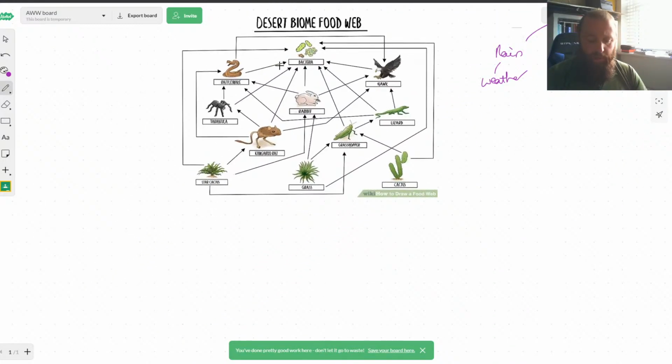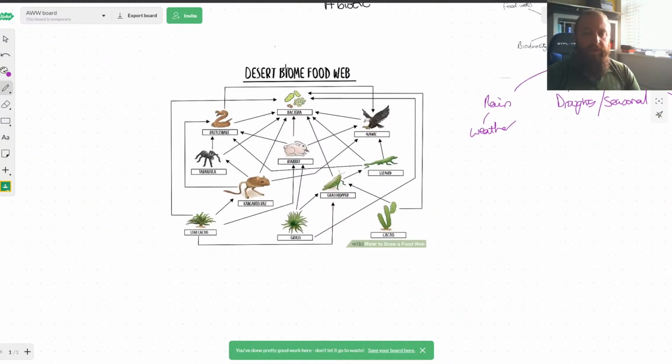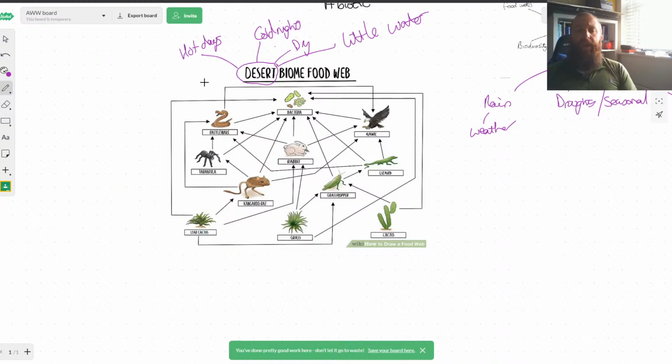As I said before, we've got the bacteria in. Now, what we need to think about is the factors affecting this biome, so this is one particular environmental niche, the habitat of the ecosystem they live in. We think straight away with the desert, we've got hot days, we're going to have cold nights, we're going to have dry conditions, we're going to have little water, and we can go through and have a look at all of these factors.